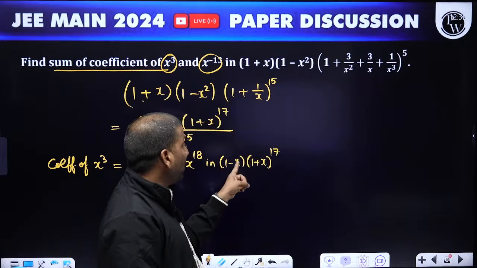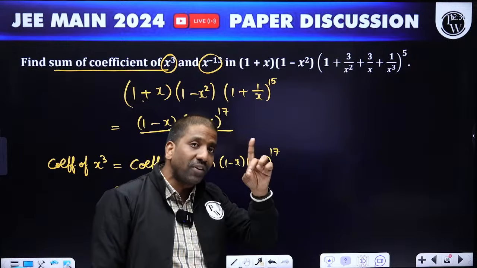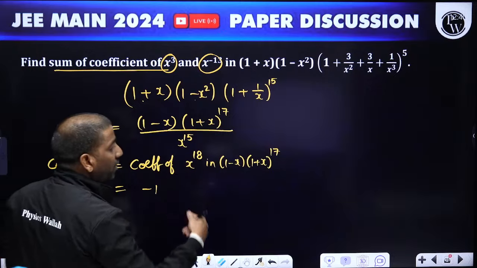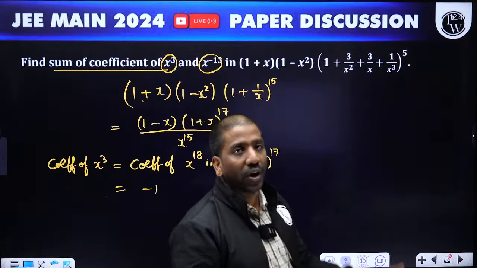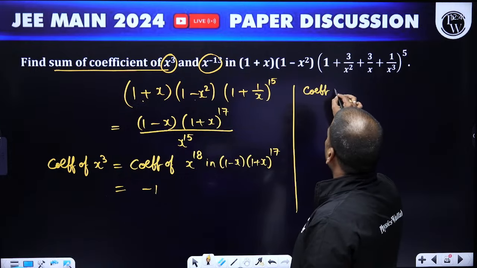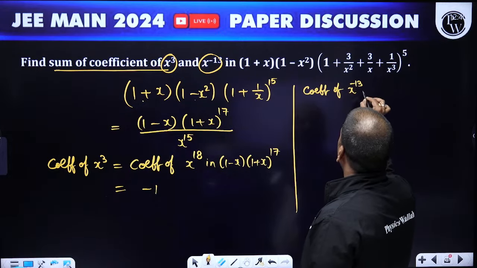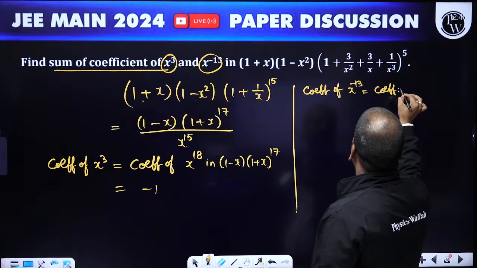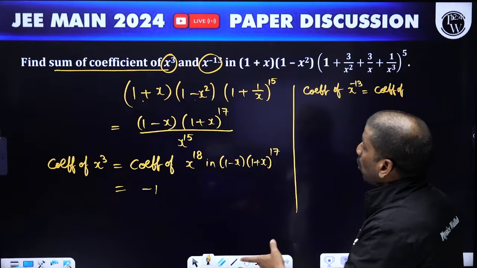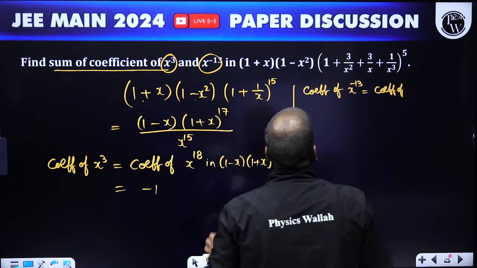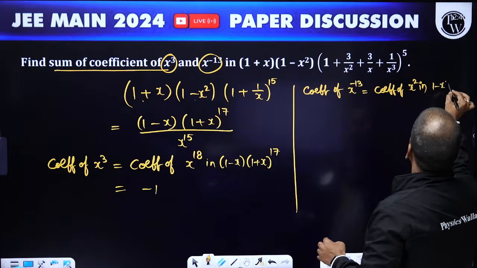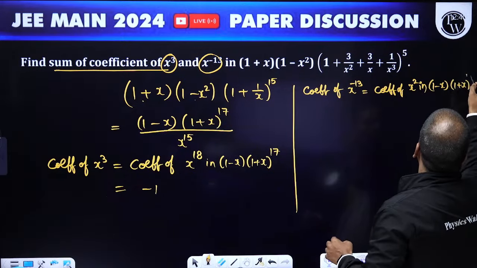So minus x times x power 17 gives x power 18. That is nothing but 1 only, no? Here minus 1, there is 17C17, so 1 only. How simple it is after looking at it. Next, the coefficient of x power minus 13. Meaning x power 15 is there in the denominator, so we need the coefficient of x square in (1 − x)(1 + x) whole power 17.